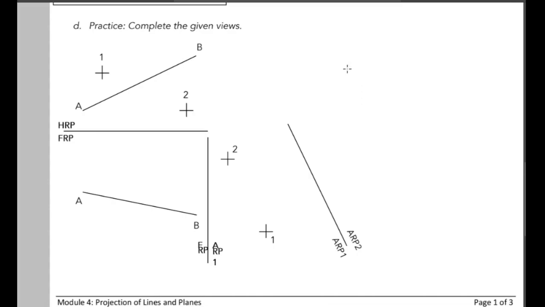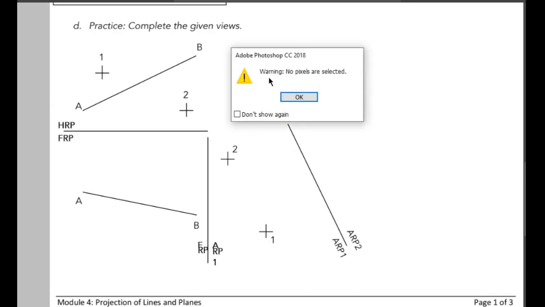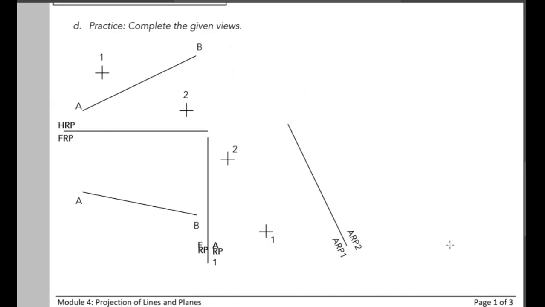We are given point 1, point 2, and a line AB. So first, let's try to draw the projection lines.